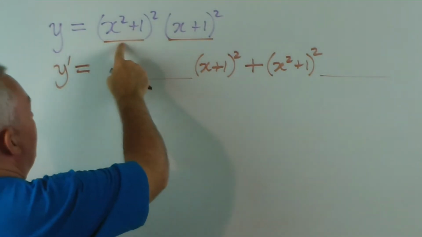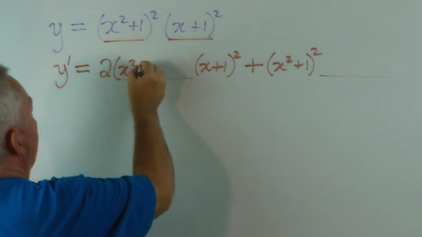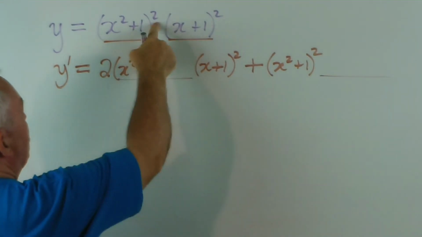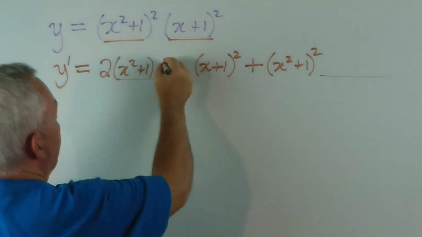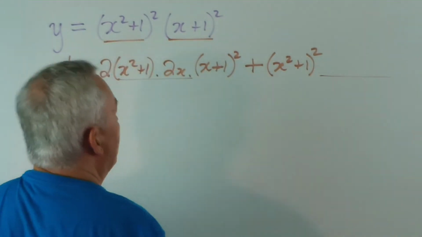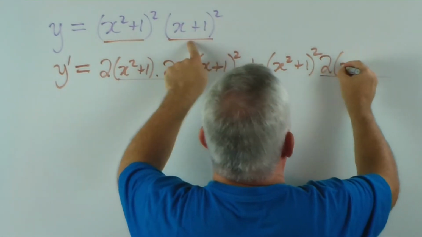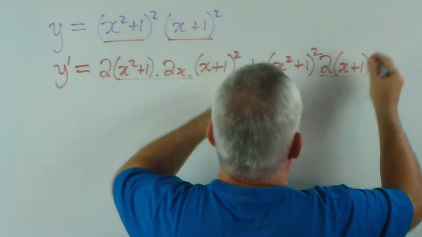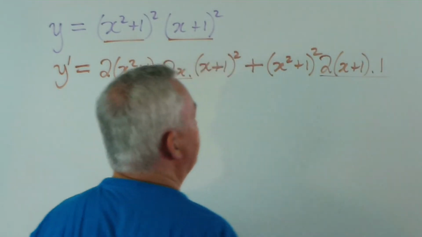Chain rule, what's the derivative of this? Well, the 2 comes down, x squared plus 1, that deals with the power. Then we multiply by the derivative of what's inside, which is 2x. What's the derivative of this? 2 comes down, x plus 1 to the power 1 if you like, times the derivative of what's inside.